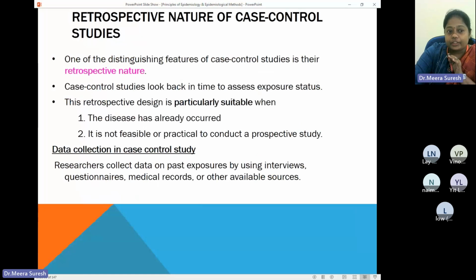So retrospective, as I told, its importance is its retrospective nature, which means we are looking back into time. And this is particularly suitable when the disease has already occurred. Because you are going to study a group of people who had already developed disease, this is particularly suitable, and it is not feasible or practical to conduct a prospective study, which means you want to learn whether smoking will lead to lung cancer.